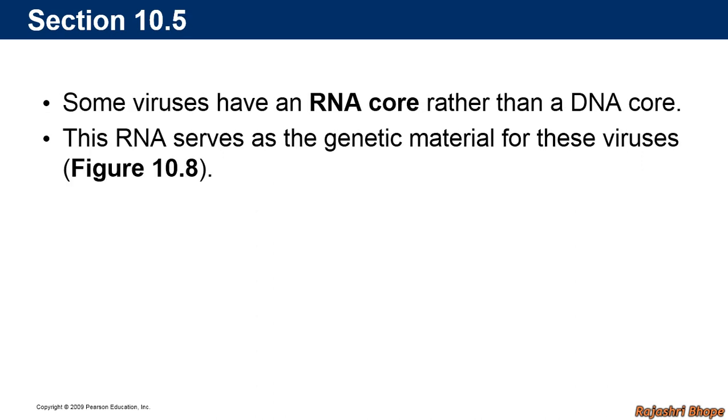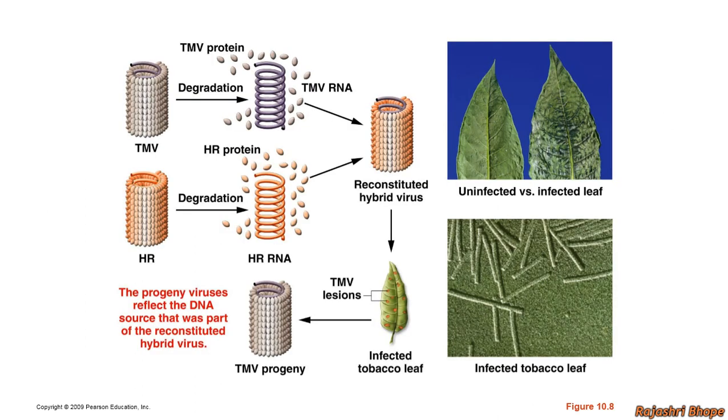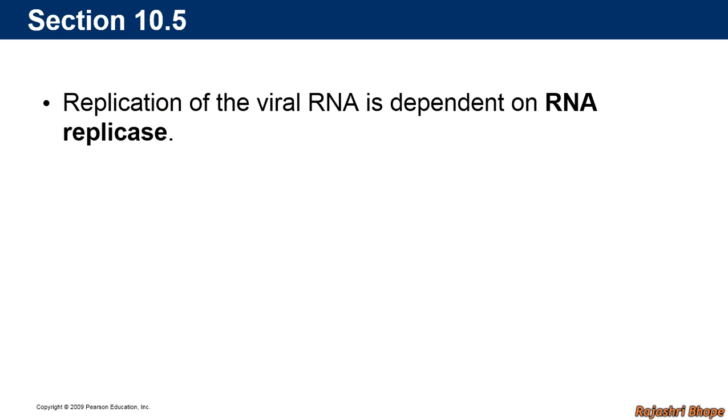Some viruses have an RNA core, that is, RNA as their genetic material rather than DNA. This RNA serves as the genetic material for these viruses. For example, tobacco mosaic virus. If you can see here, these are the coat proteins of tobacco mosaic virus, which help in forming the helical structure of this RNA, along with the coiling and condensation of this RNA. Replication of the viral RNA is dependent on RNA replicase.